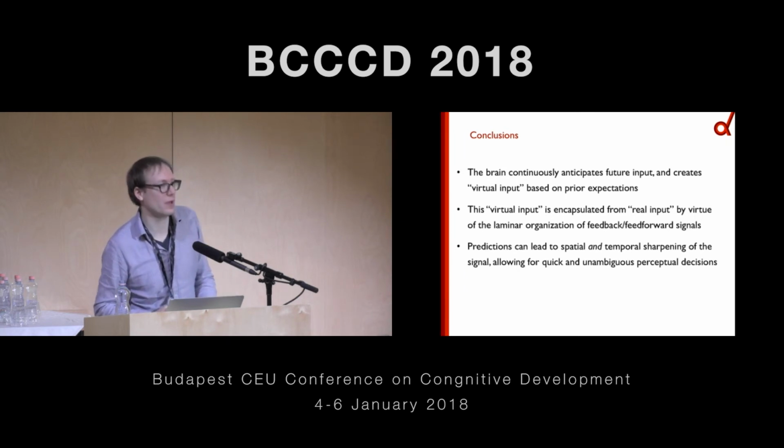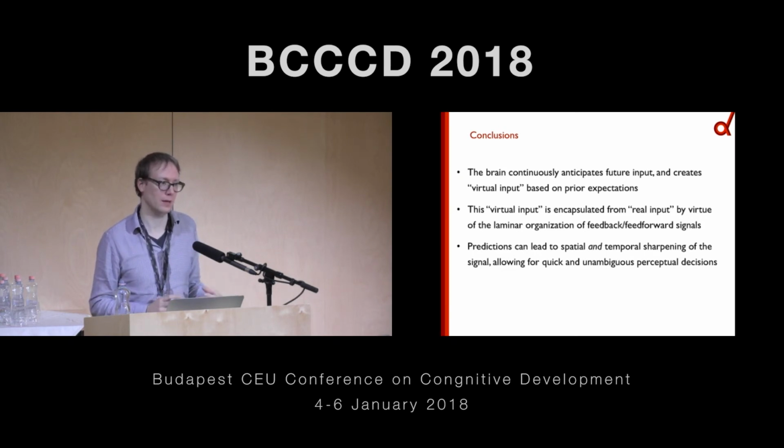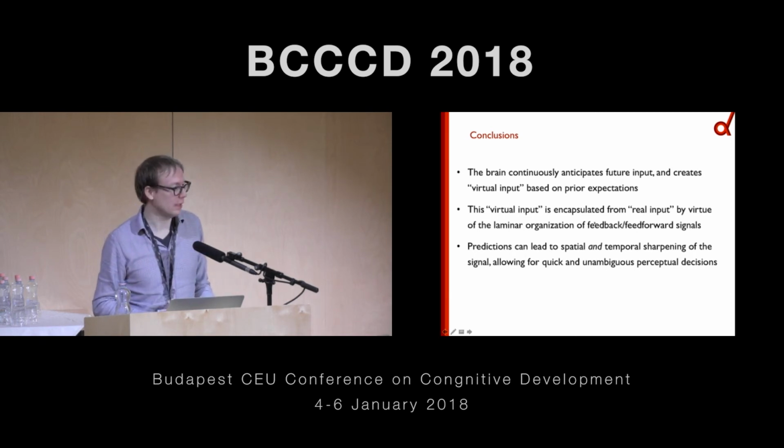And then finally, the title of my talk is How is Visual Perception Biased? But maybe a better title would be How is Visual Perception Enhanced? Or how is it helped by the knowledge and the beliefs that we have? I think that in the end, biasing has a very negative connotation. But what all these beliefs actually do is lead to a spatial and temporal sharpening of sensory signals, and that then allows for quicker and unambiguous perceptual decisions.